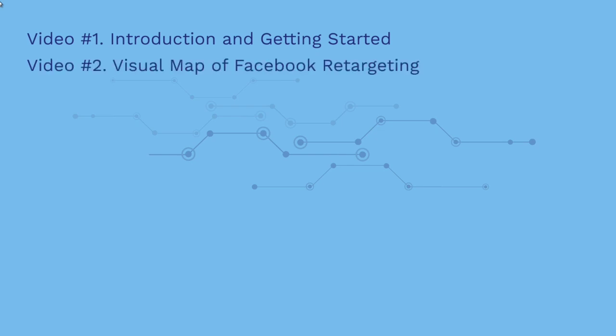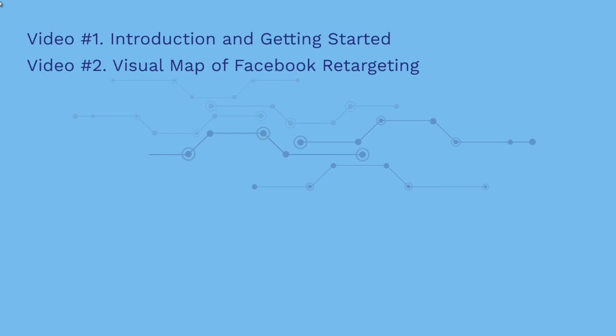Video number 2 is going to be a visual map of Facebook retargeting. What that includes is I'm going to show you how Facebook retargeting works. A lot of times people jump straight into showing you how to set things up, but unless you really understand how everything fits together, what connects to what, it's going to become confusing. Because if you set things up like an email opt-in retargeting campaign or a blog post campaign, or a purchase retargeting campaign, every one of those is different.